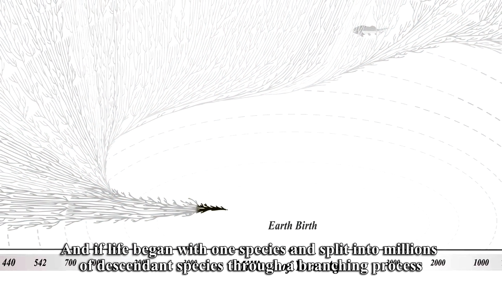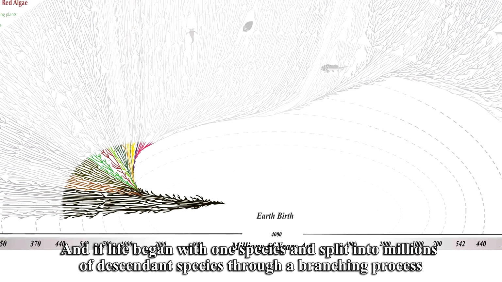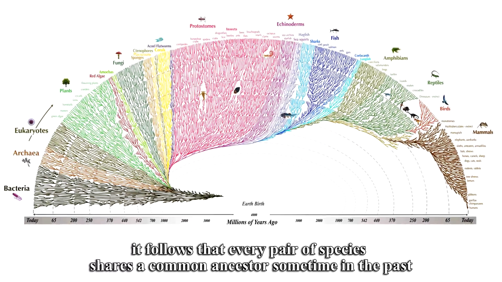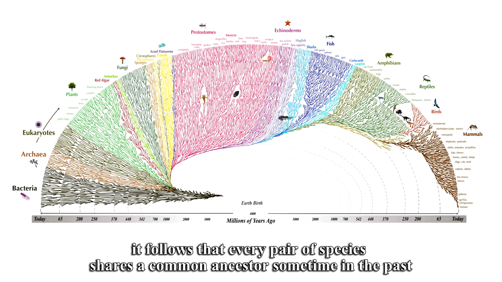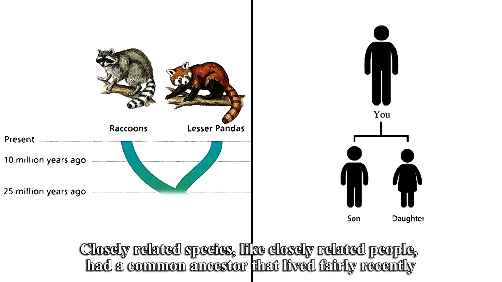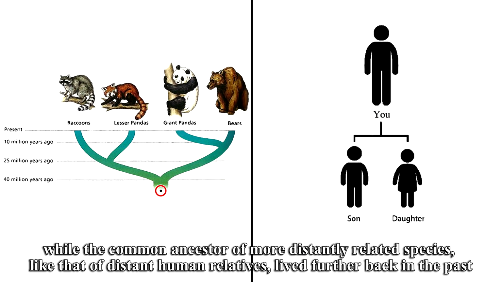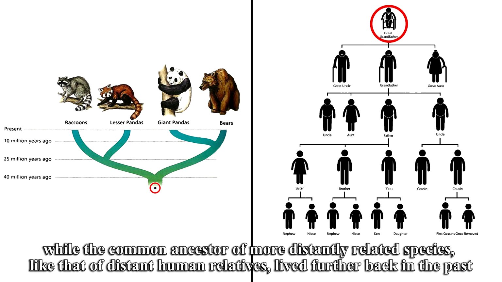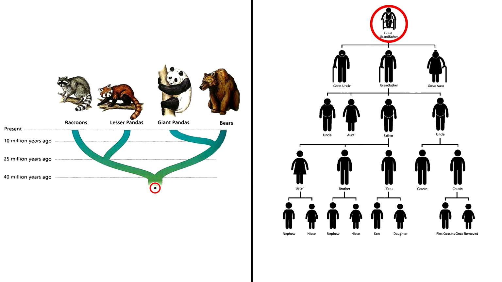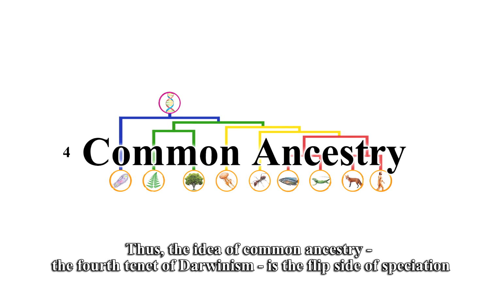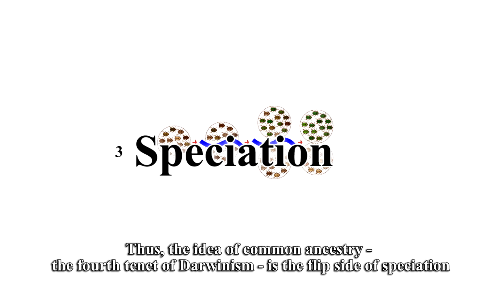And if life began with one species and split into millions of descendant species through a branching process, it follows that every pair of species shares a common ancestor sometime in the past. Closely related species, like closely related people, had a common ancestor that lived fairly recently, while the common ancestor of more distantly related species, like that of distant human relatives, lived further back in the past. Thus, the idea of common ancestry, the fourth tenet of Darwinism, is the flip side of speciation.